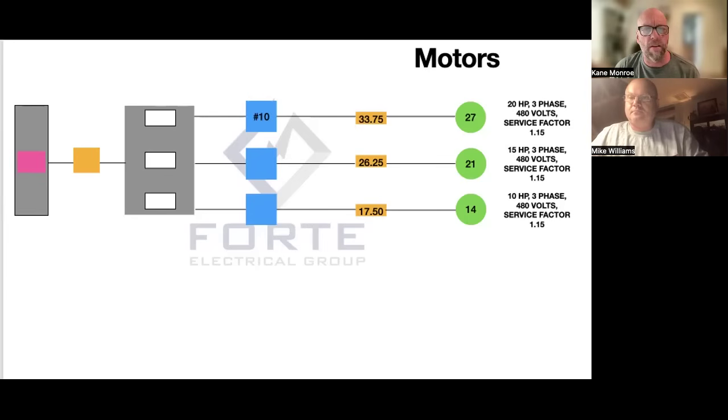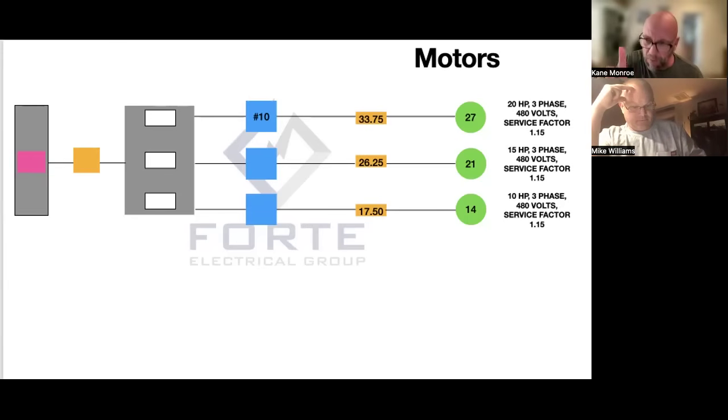And we do the same thing for the other two also. So that'd be 26.25. You're in the same category because you are rounding up. And the 17.5 would actually put you at 14 gauge.